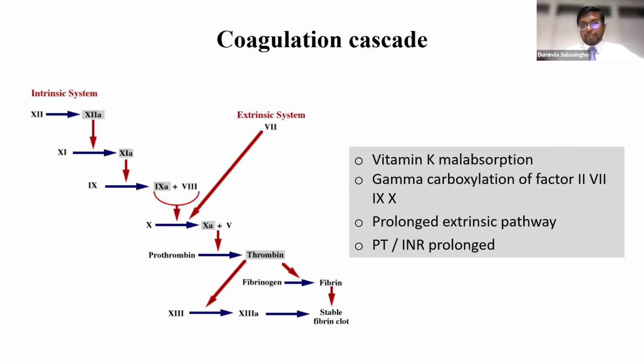Now, if you look at why the coagulation happens, this says due to the vitamin K malabsorption, which is required for the gamma carboxylation of these factors mentioned here. And therefore, it causes prolongation of the extrinsic pathway. Therefore, INR is prolonged. That's why we check INR on this patient. That's why we don't give any IM injections to this patient, which can cause bleeding. That's why we give vitamin K intravenous, not IM. So this is the basis of that.